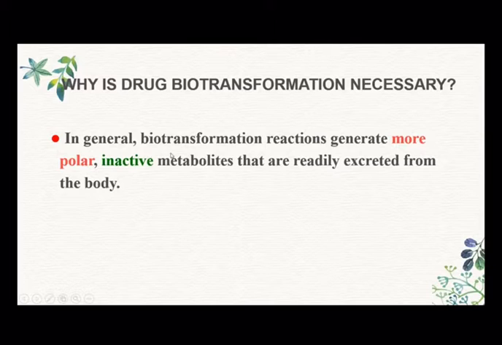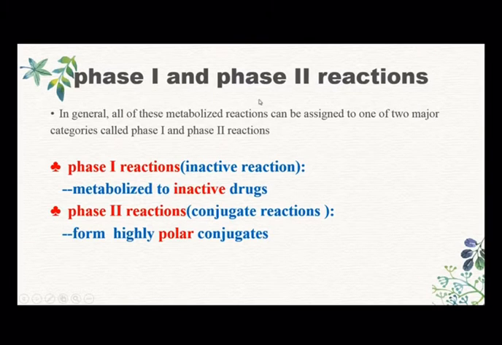In general, biotransformation reactions generate more polar, inactive metabolites that are readily excreted from the body. Phase 1 and Phase 2 reactions. In general, all of these metabolic reactions can be assigned to one of two major categories, called Phase 1 and Phase 2 reactions. Phase 1 reaction, we also call the inactivation reaction. Through Phase 1 reaction, drugs are metabolized to inactive drugs. Phase 2 reaction, we also call the conjugation reaction. Phase 2 reactions form highly polar conjugates.